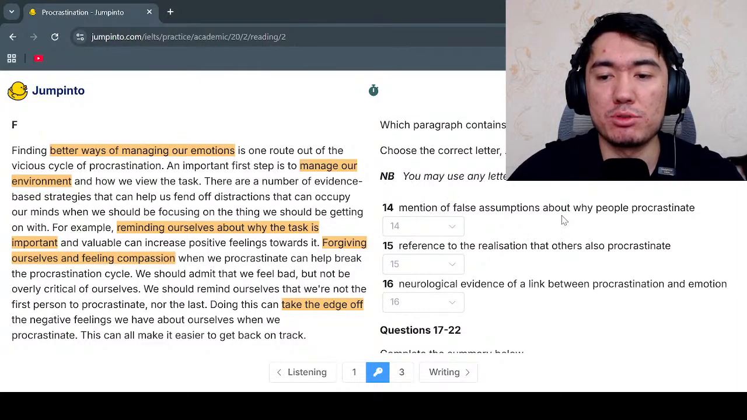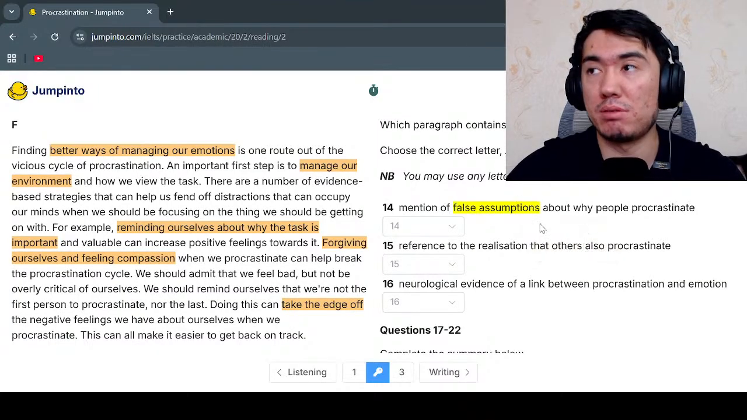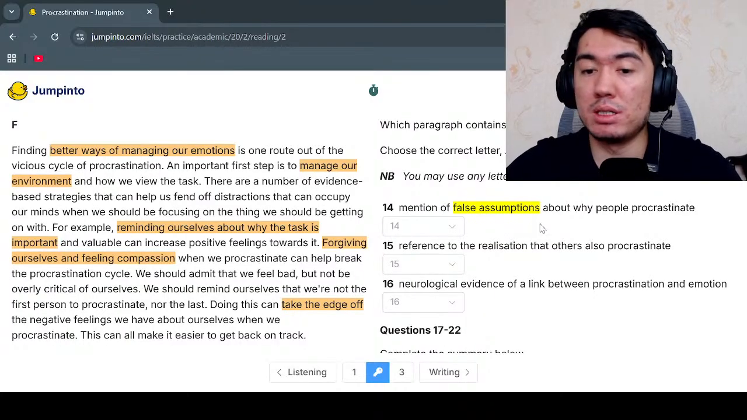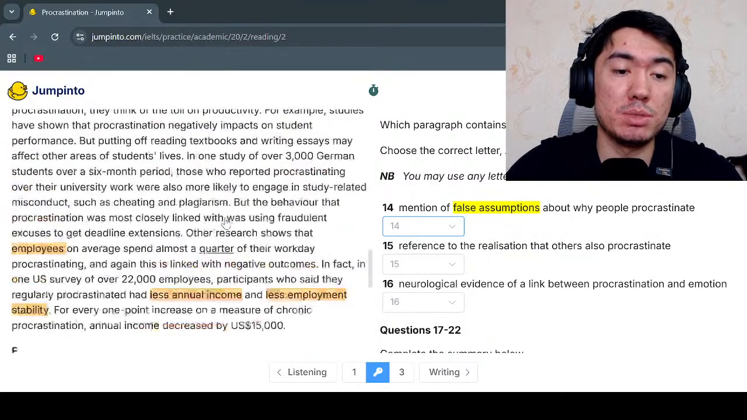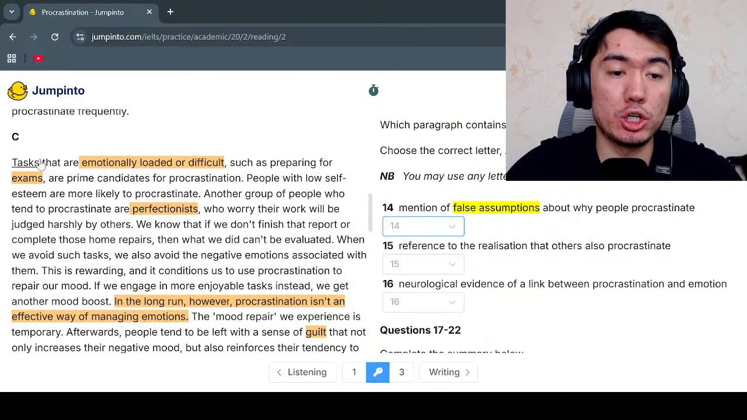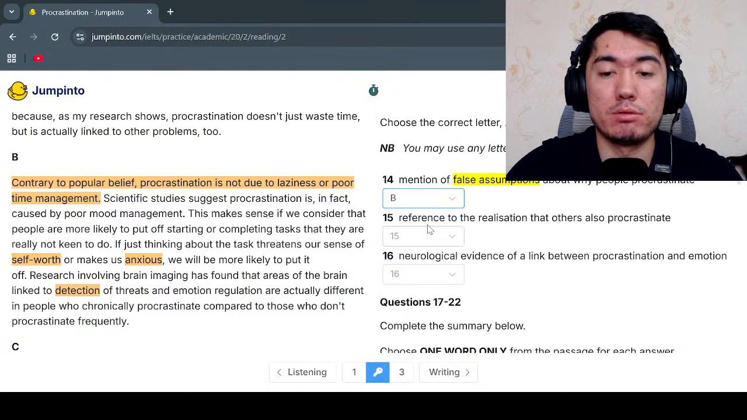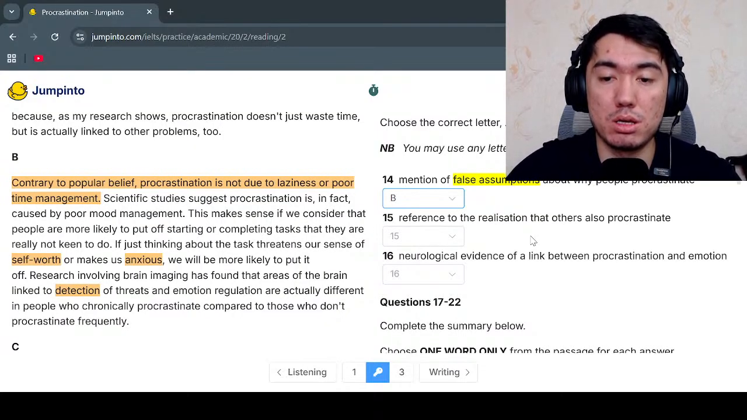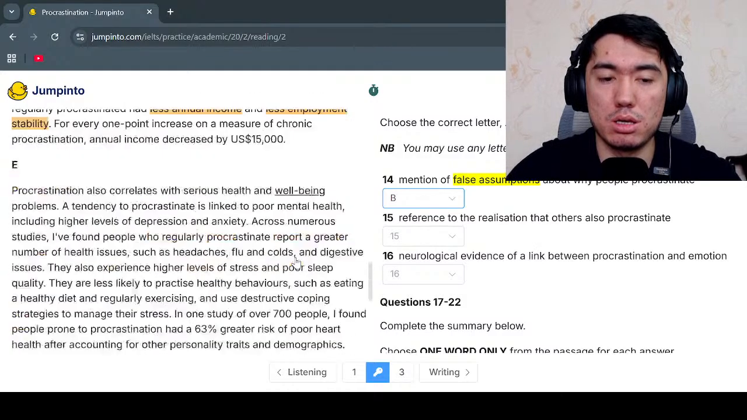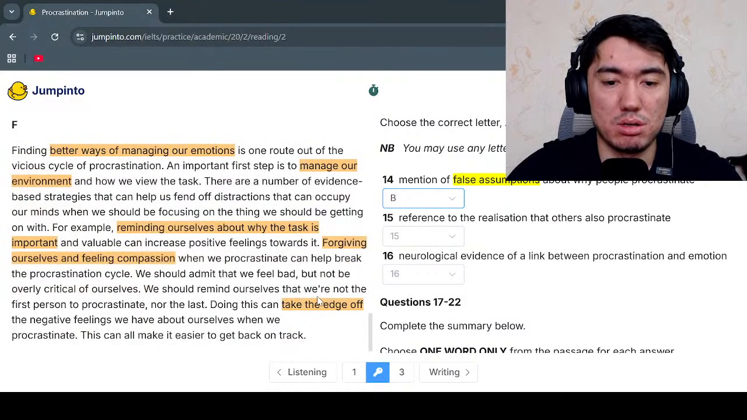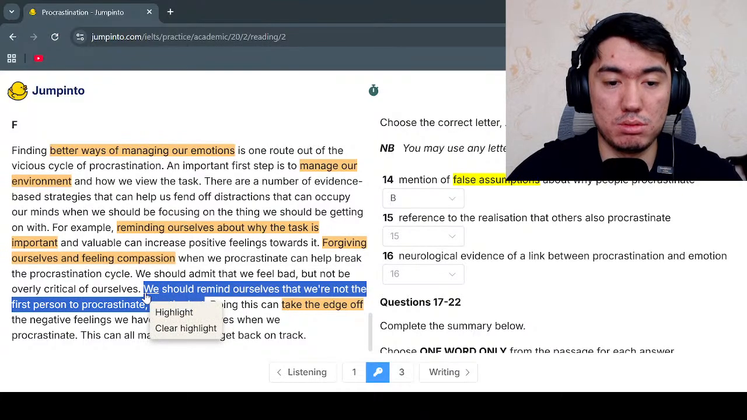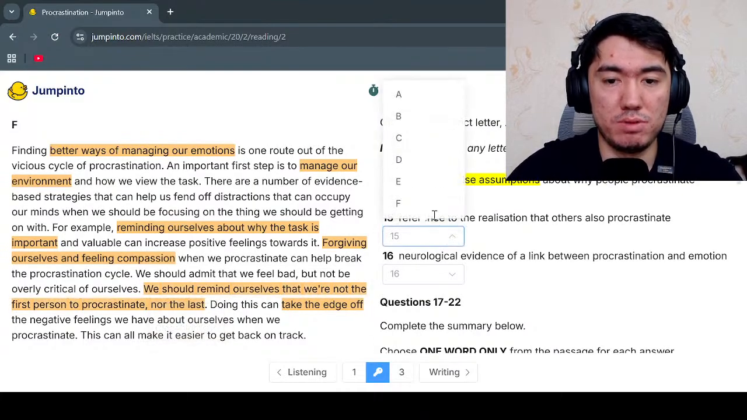So, mention of false assumptions about why people procrastinate. So a false assumption: reasons people think they procrastinate, but they're wrong. I remember this being mentioned here, B, right? Contrary to popular belief. Reference to the realization that others also procrastinate. Is it this? We're not the first person to procrastinate, nor the last. I mean, I don't know. It feels like it.